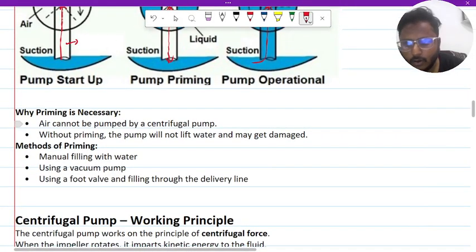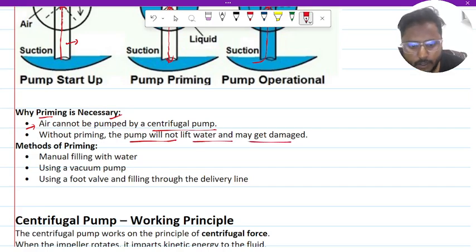I have already discussed what priming is. So why is priming necessary? As I have given in the two points, air cannot be pumped by a centrifugal pump. Without priming, the pump will not lift water and may get damaged. If we switch on the pump for a long period of time and there is no lifting of water from the ground level, then the pump can be damaged, because it will warm up with no water to cool it down.